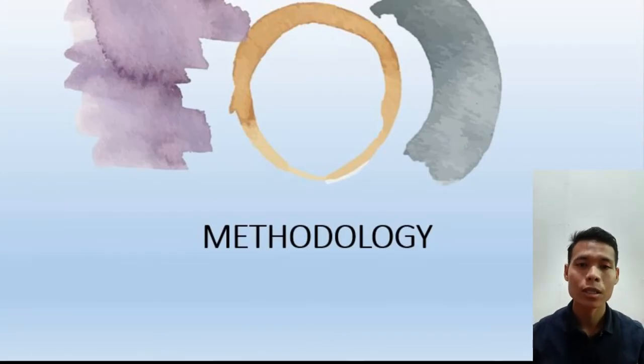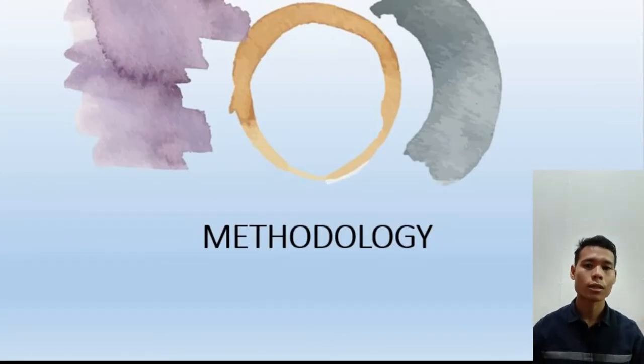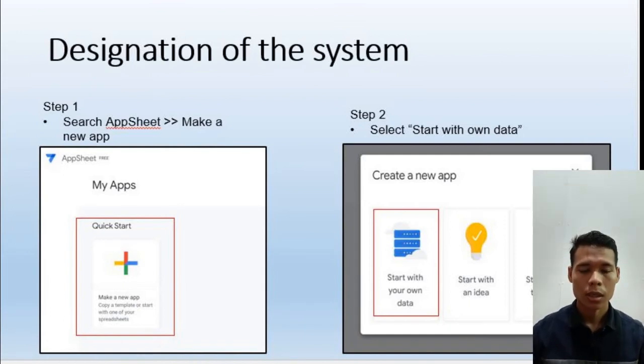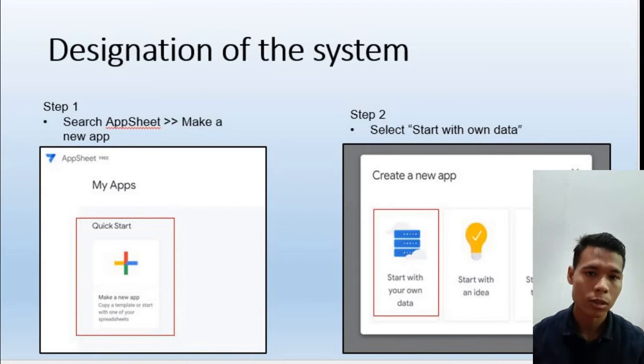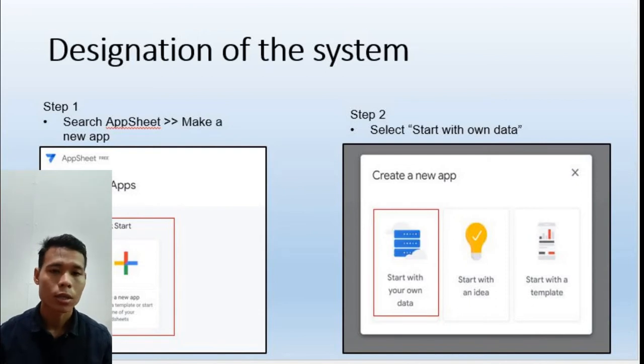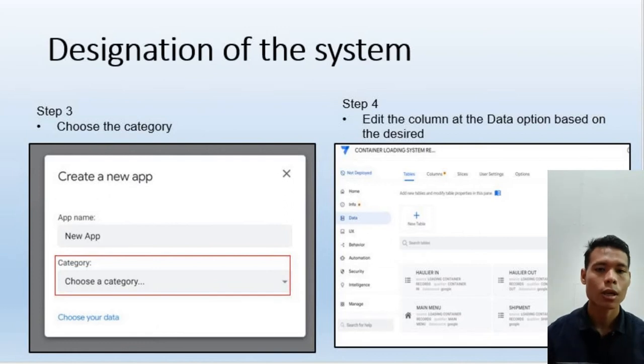Okay, for the design of the system, I'm using AppSheet. We can search for AppSheet on Google. Let me explain a few steps that we need to create the system in AppSheet. The first step is to search for AppSheet in Google search and click make a new app. For the second step, select start with your own data, which is the data that I collected from the previous transactions in the logbook. And for the third step, choose the category.